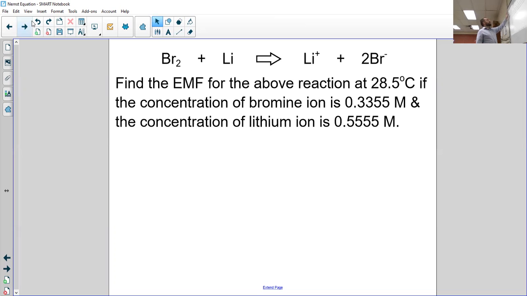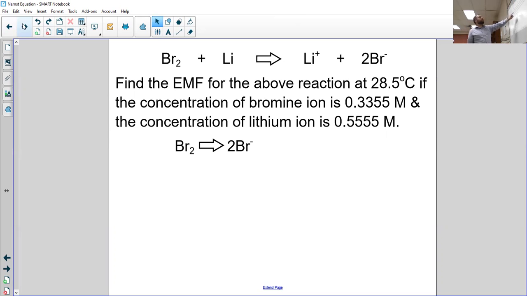All right. So let's do an example here. We have our equation: bromine Br2 plus lithium goes to lithium ion plus 2 Br minus ions. We have to find the electromotive force for the above reaction at 28.5 degrees Celsius if the concentration of bromine ion is 0.3355 molar and the concentration of lithium ion is 0.5555 molar. Now we see we have a temperature that is not our standard temperature, so we have to use our non-standard equation.